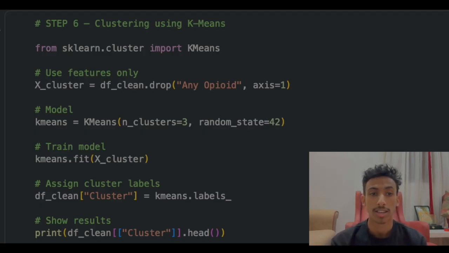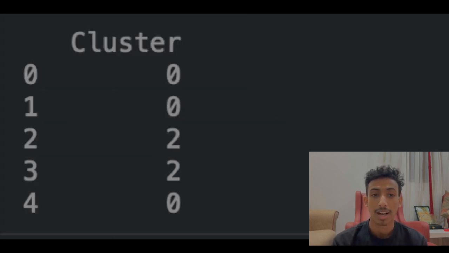Step 8, K-means clustering. In this step, I apply K-means clustering to group similar cases in the dataset. Clustering is an unsupervised learning method, which means the model works without labeled data and tries to find patterns by itself. I selected 3 clusters to divide the dataset into meaningful groups. Each cluster represents a group of cases that are similar in terms of features like age or type of drug.